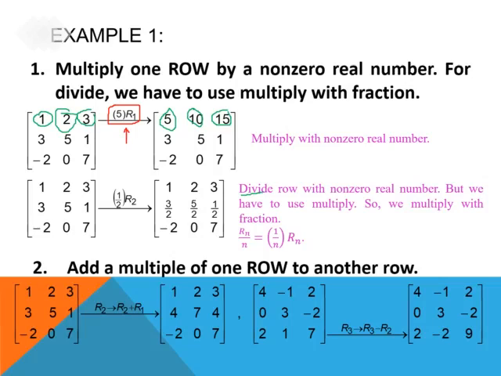Now we divide. So divide, as I said before, we cannot divide the matrix, so we have to multiply with a fraction. So for this one, put the arrow at row 2 because this operation is at row 2. So 3 times 1 over 2 is 3 over 2, 5 will become 5 over 2, and 1 will become 1 over 2. Okay, the rest same.